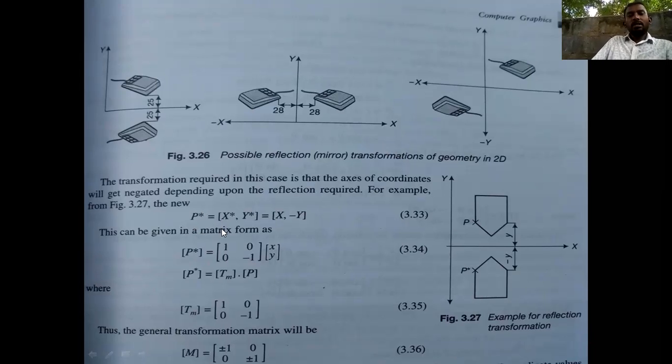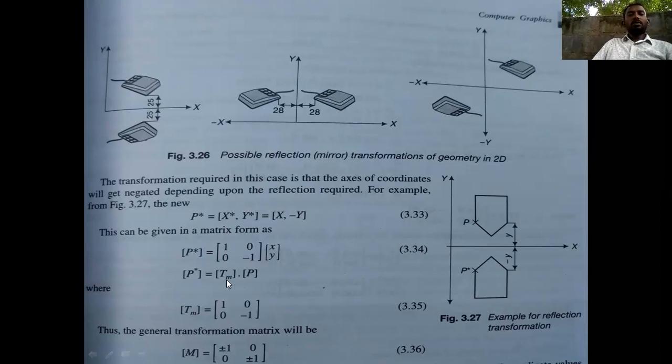See here, first one is P dash. P dash equal x dash, y dash. Therefore equal x, y is nothing. Y we call as minus, meaning the reflection is done on the y direction only. So the y direction is automatically negative. So that's why we are writing x comma minus y. It can be given in a matrix form. So P dash equal, we are writing in matrix form 1 comma 0, 0 comma minus 1, times x comma y. So x comma y is nothing but the initial one, the initial object, so that's why we are writing P1.